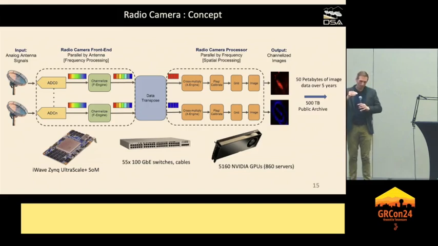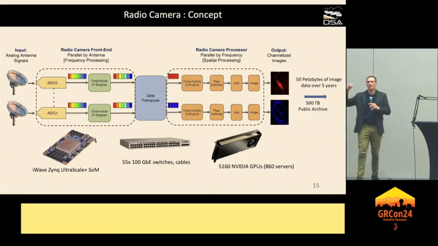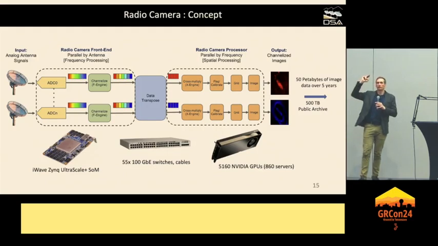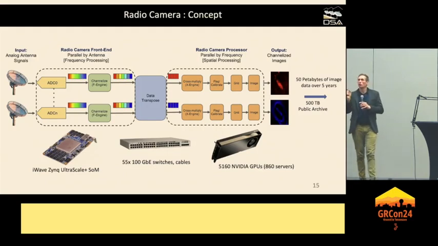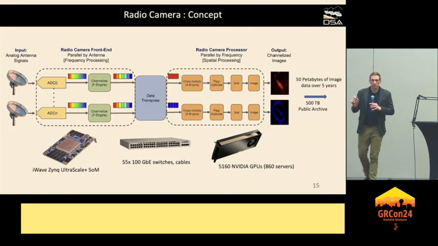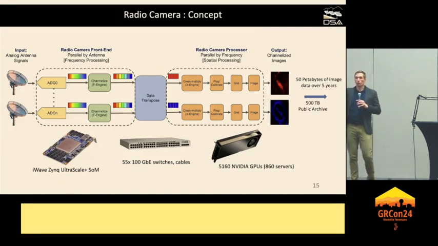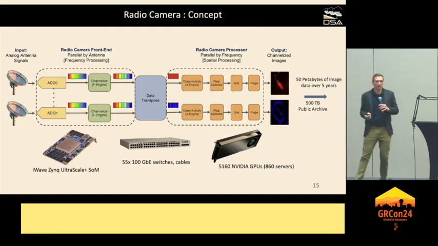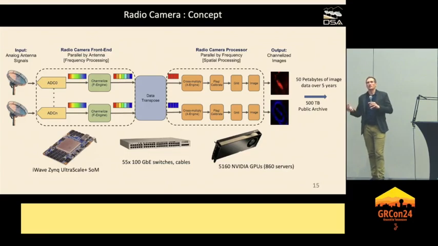And then we apply a massive data transpose, where at the beginning of our system, we have, for one antenna, all the frequencies. What we want after this massive data transpose is that one server will see the data from all the antennas, but just over a small chunk of frequencies. Those GPU servers are going to first correlate the data together, then flag and calibrate those cross correlations. That means basically detecting cross correlations that don't seem right.